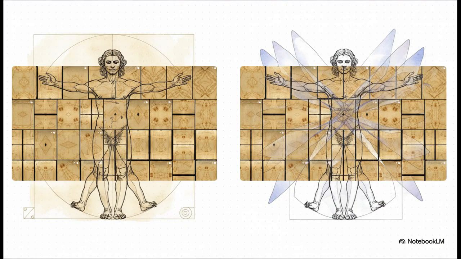Right here, we're applying it to maybe the most famous study of human proportion ever created, the Vitruvian Man. On the left, you've got the iconic original, but on the right, the mirrored version transforms into something totally new, a form that seems to amplify Leonardo's original quest for ideal symmetry.